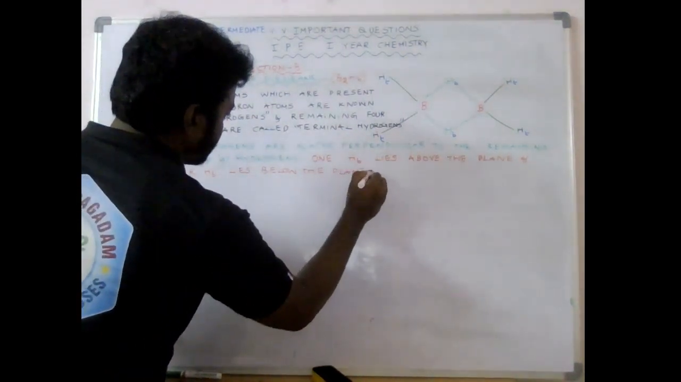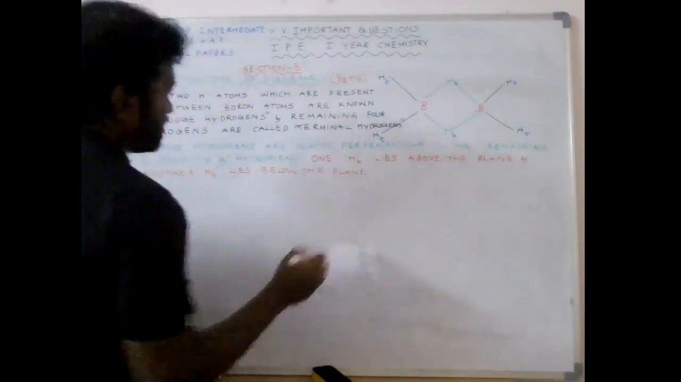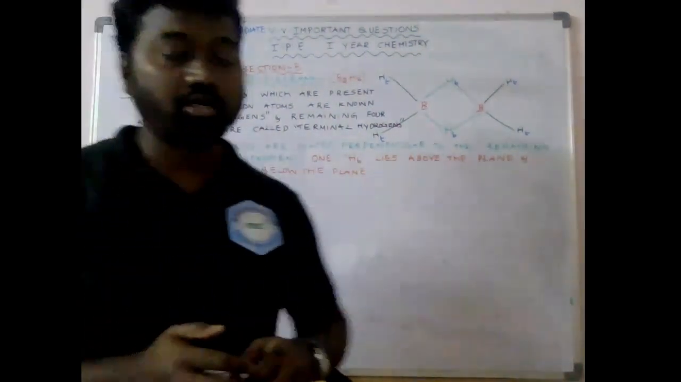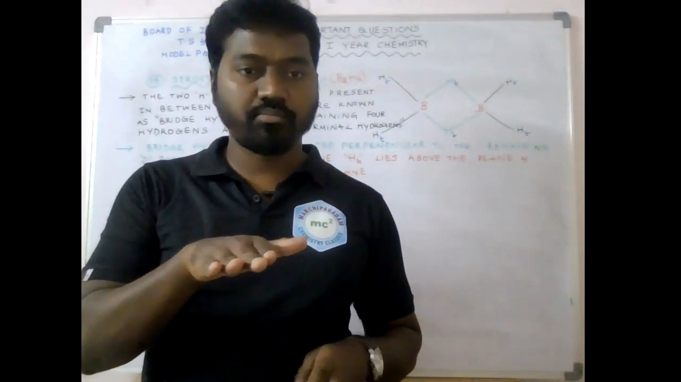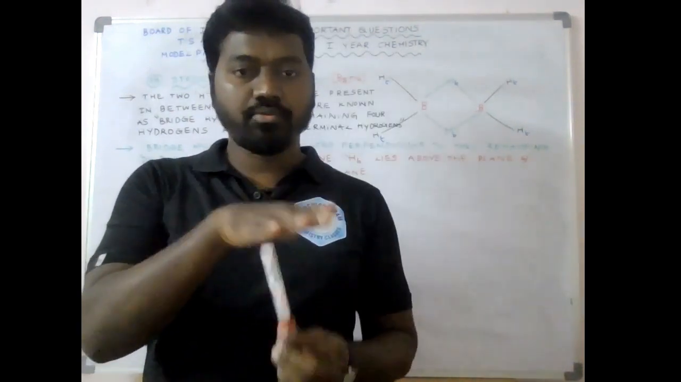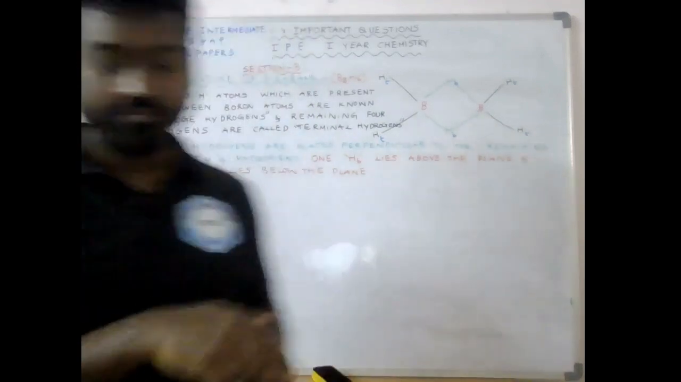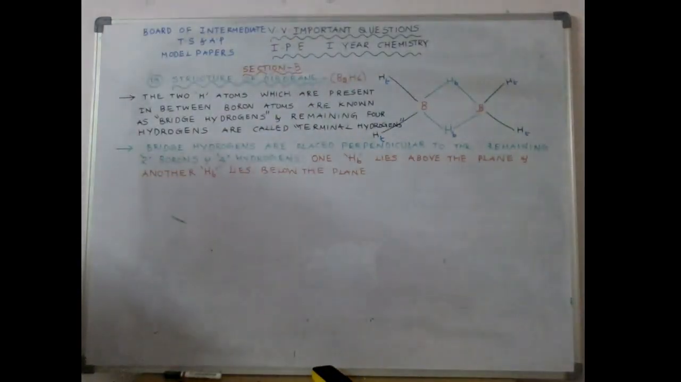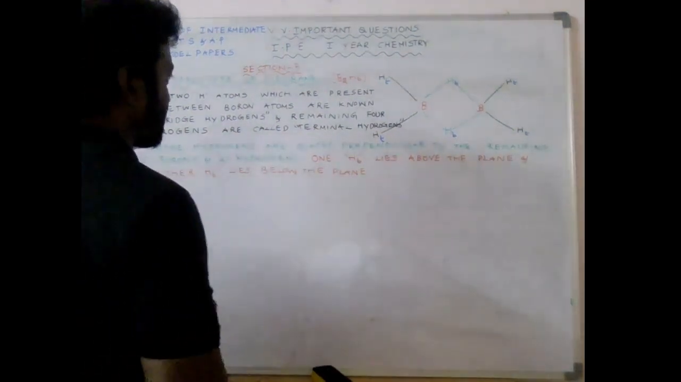Just now I explained that, first, those two boron atoms and four terminal hydrogens are all present on the same plane, and one hydrogen will be above the plane and another one below the plane. So here the very important point is the hybridization of boron.